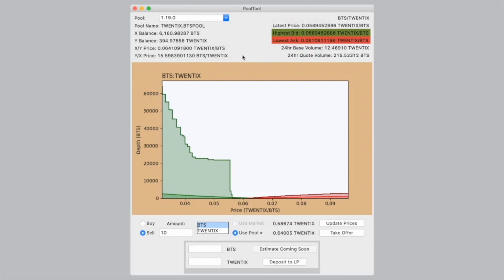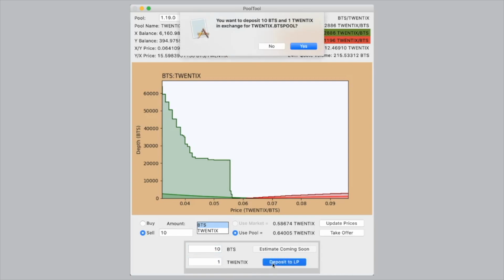The last thing we are going to go over is depositing into the liquidity pool. To deposit, we have to put in both assets at an equal value. Don't worry about getting the value exact. BitShares does the calculation for us and returns what we don't use. Let's see it in action. For this one, I want to deposit 10 BitShares and 1 twintics into the liquidity pool. Click on Deposit to the LP.